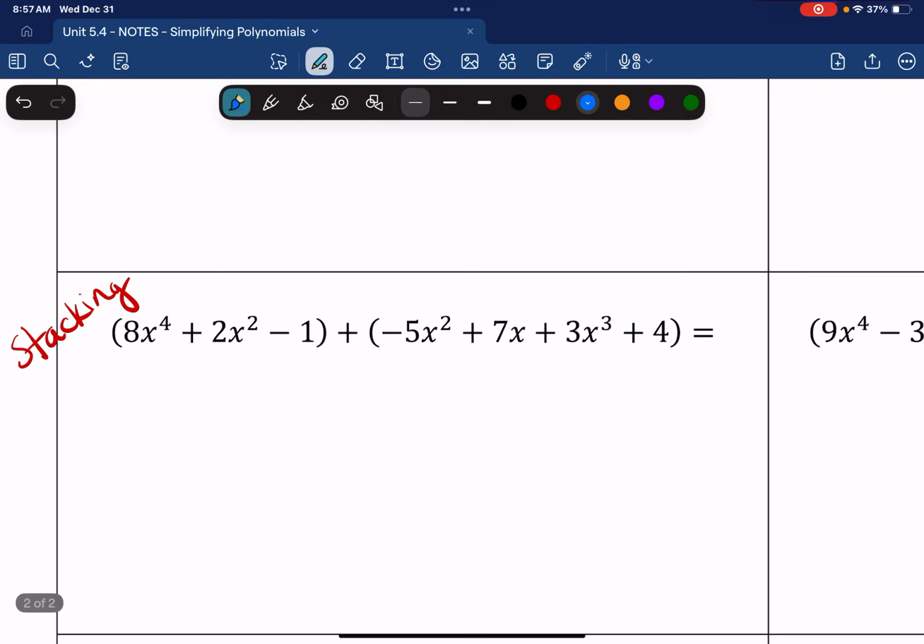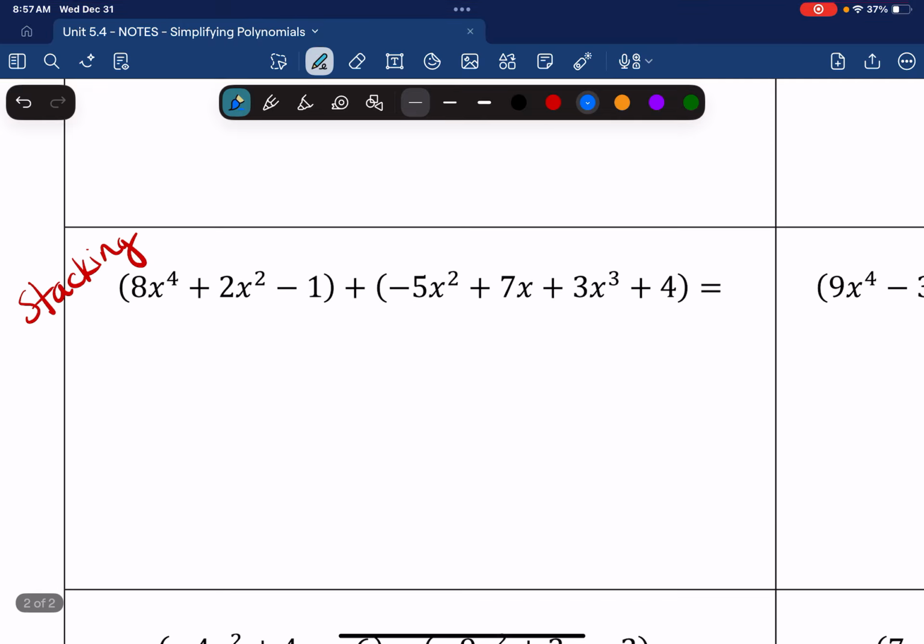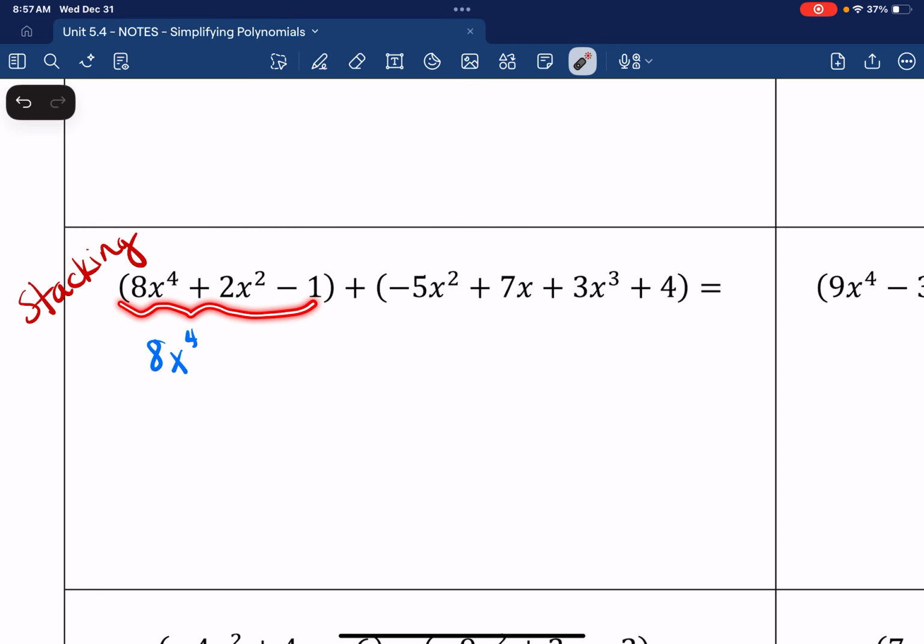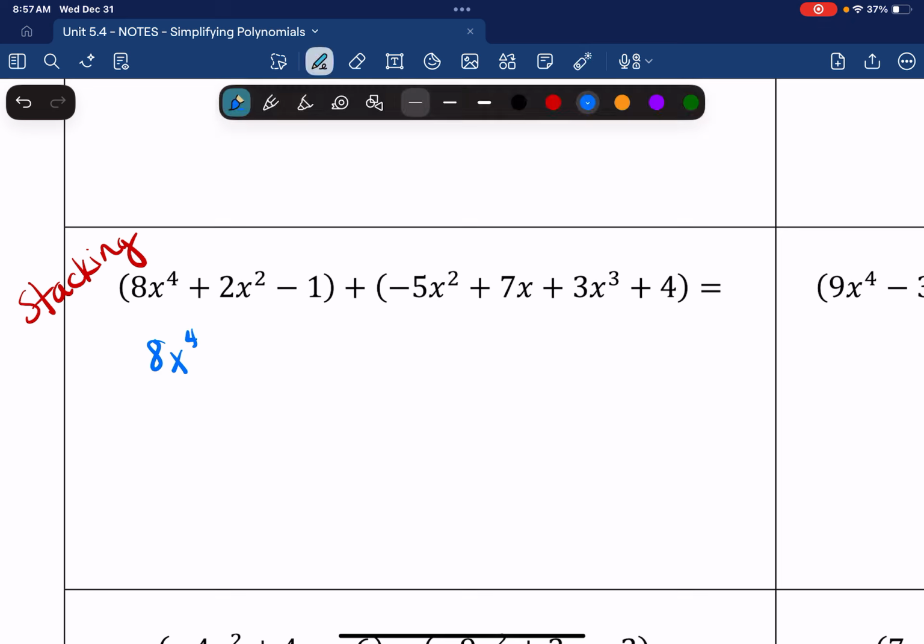But now I have these terms that don't necessarily match up. So let me show you what stacking looks like. When I start with my first polynomial, always look for the highest exponent, right? So I see that I have an 8x to the fourth power. That's what I'm going to list first. 8x to the fourth power. And then I look in this polynomial expression and I see that I do not have a cubic power. I don't have an x cubed. So I'm going to put in a placeholder. I'm going to say plus 0x cubed.